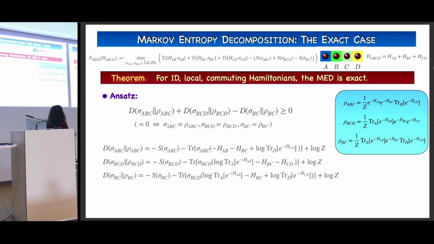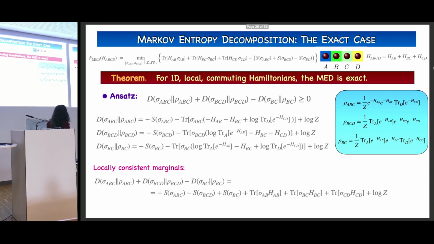And now, of course, we want to put this back into the ansatz that we have here, which means essentially that now if we take the sum and difference of these three terms and further assume that we have locally consistent marginals, then that means that this term here, trace of sigma ABC minus HBC, is going to be trace of sigma BC HBC, and this is going to be exactly the same term that appears here as trace of sigma BC HBC, because we are assuming the locally consistent marginals assumption. So these terms cancel out, and this is why we can combine all the terms that appear here and reduce them to this expression here.